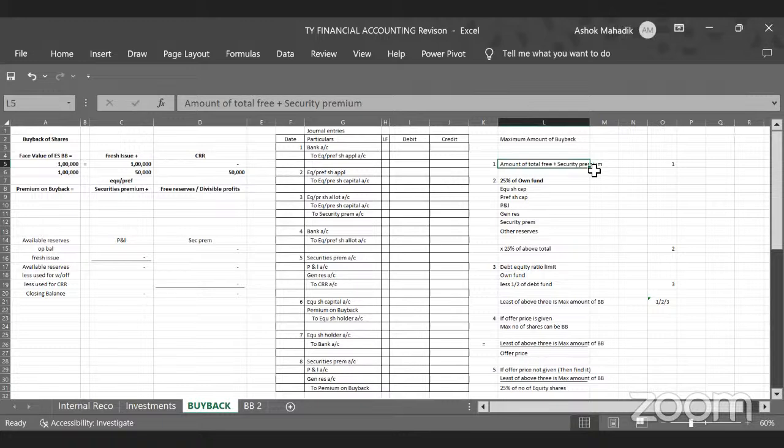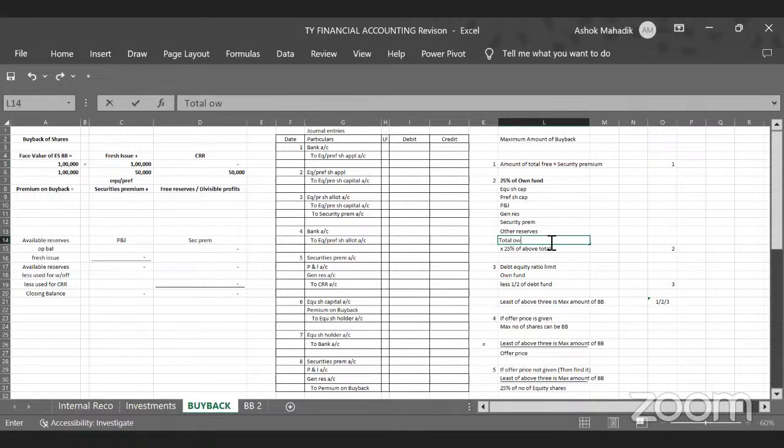Second, you have to calculate 25% of own fund. Okay, so what is own fund? All share capital plus reserves, isn't it? So reserves will be what you included in the first amount, in working out one above. So take all those reserves plus equity capital plus preference share capital. You will get the total amount.